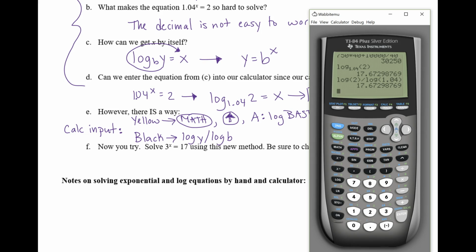This is called change of base. Anytime you hear a teacher say change of base, they're probably talking about logs and finding the logs of different bases.